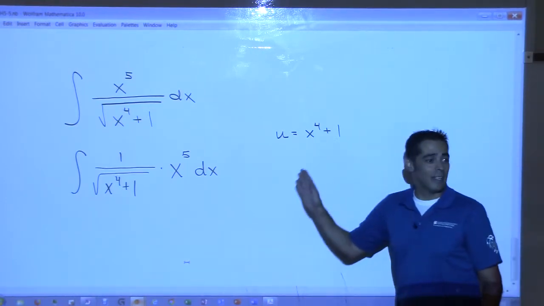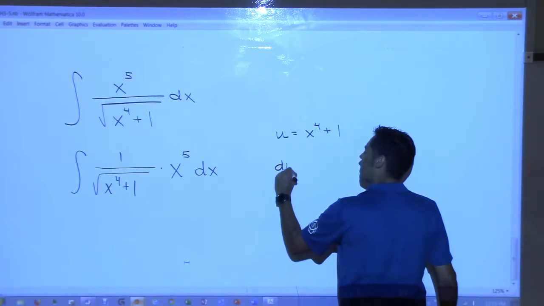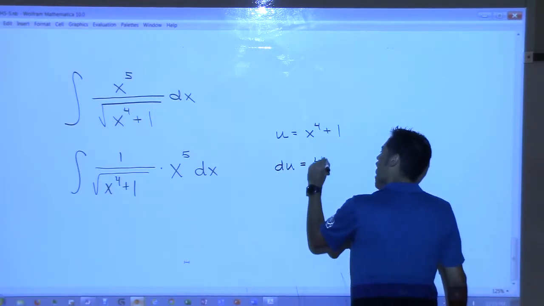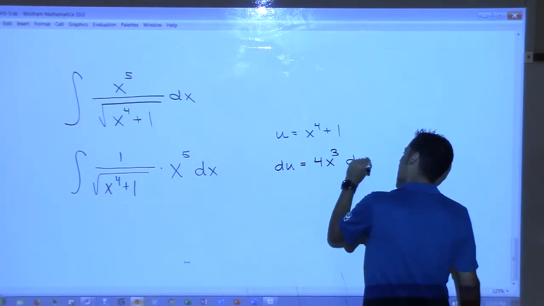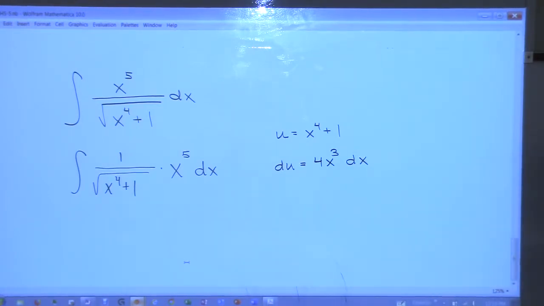Okay, back to this. x to the 4th plus 1. So take the derivative. Okay, so du is 4x cubed dx. And not because I don't want to hear more from you, I just want to try and get through all the names here.